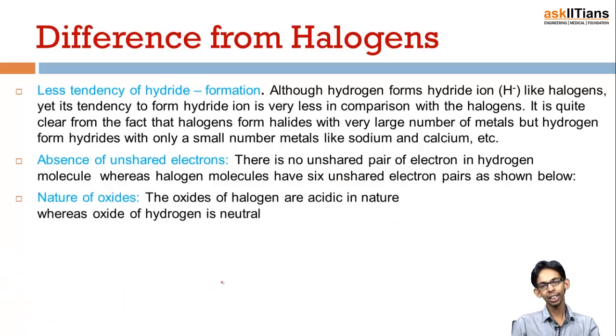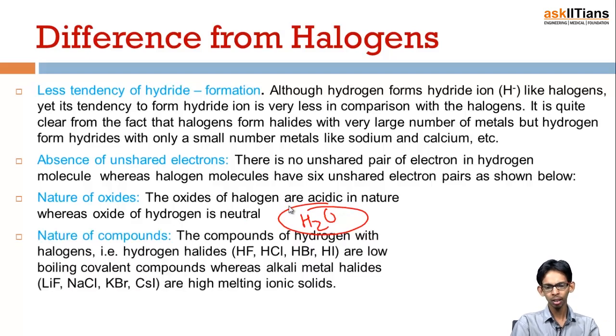Next is nature of oxides. Oxides of halogens are acidic in nature, whereas the oxide of hydrogen is neutral. We are well aware of water. It is an oxide of hydrogen, and it is neutral. Then nature of compounds: the compounds of hydrogen with halogens, that means hydrogen halides HCl, HF, HBr, HI, are low boiling covalent compounds, whereas alkali halides are high melting ionic solids.